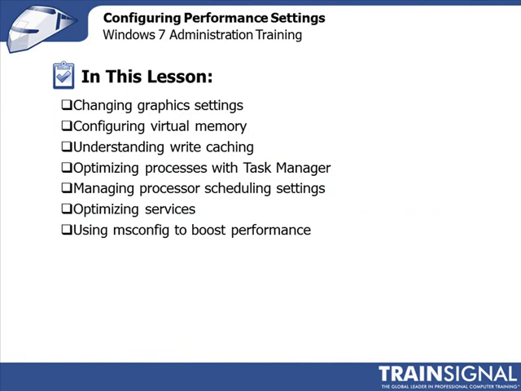In this lesson, you'll learn about how you can go about configuring Windows 7 for peak performance, starting with what kinds of graphic settings you can change to achieve this goal. Next, you'll learn how to configure virtual memory, followed by an understanding of write caching and how it relates to Windows 7 performance. From there, you'll move on to optimizing processes with Task Manager, and then learn how to manage processor scheduling settings to favor certain processes over others. You'll move on to learning how to optimize Windows 7 services, and we'll wrap up the lesson by talking about the MS-config tool, which you can use to help boost system performance.